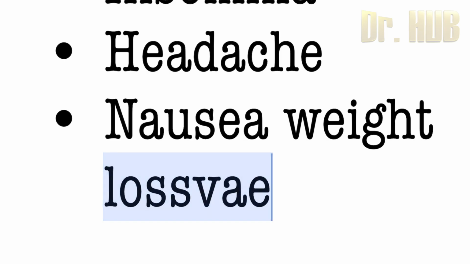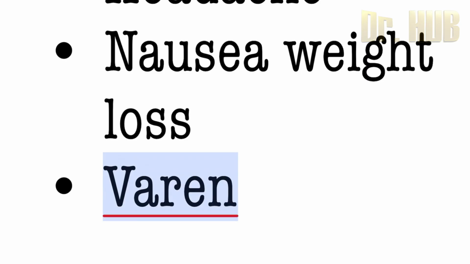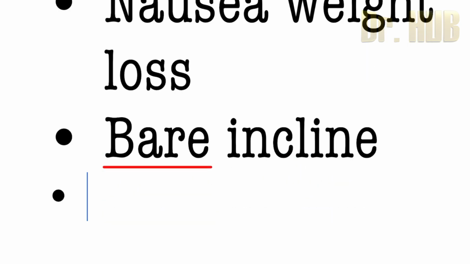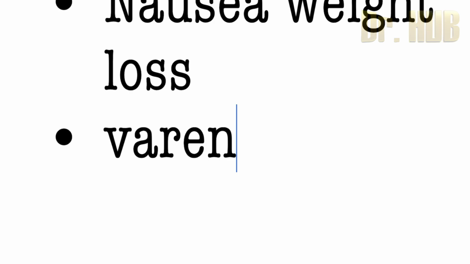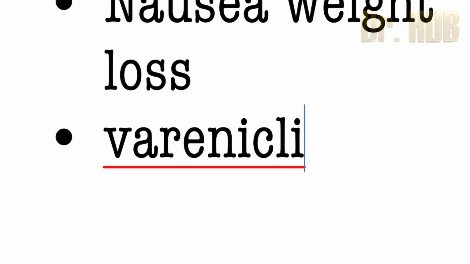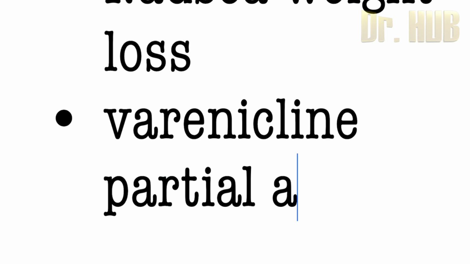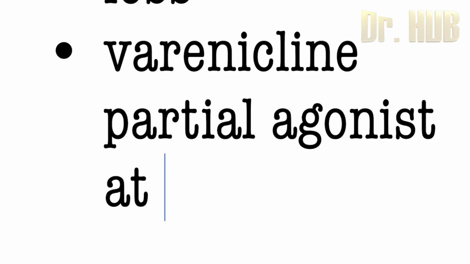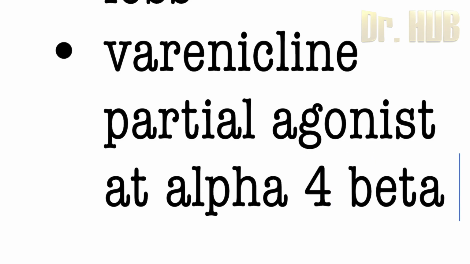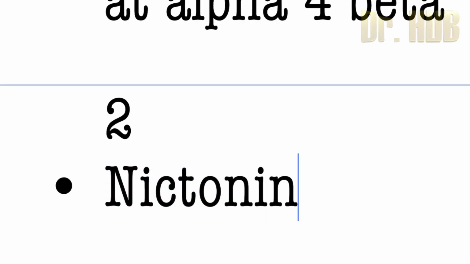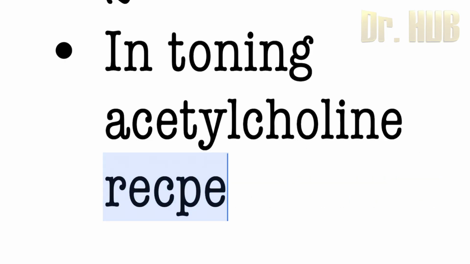Next, moving on to varenicline. It is a partial agonist at the alpha 4 beta 2 nicotinic acetylcholine receptors.